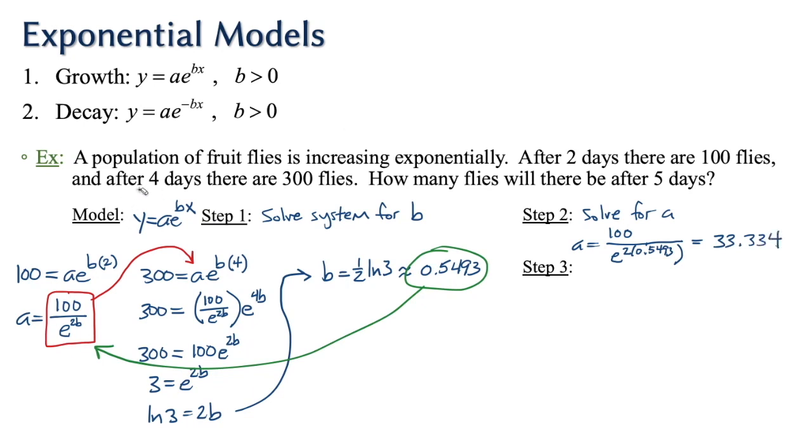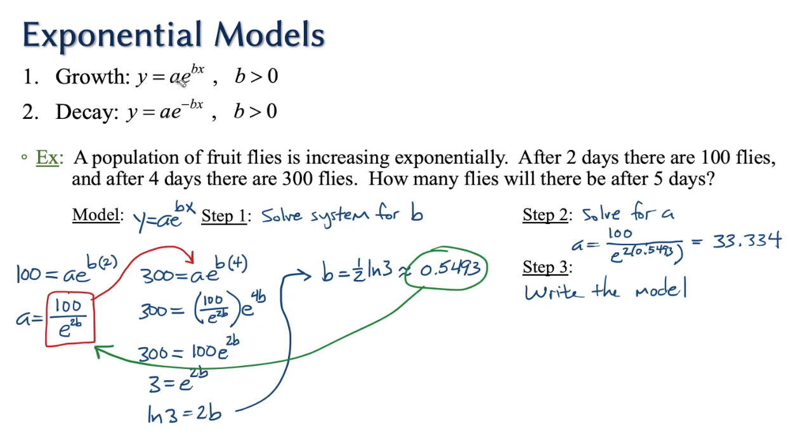Okay, so we have our model. Given our 2 pieces of information, 2 days, 100 flies, 4 days, 300 flies, I'm able to write an equation for each. Taking one of the equations and solving it very easily for A, I can substitute that in, solve the exponential for B, get that decimal, plug it back in over here, and get my A. Now the good news is, now that I'm here in my step 3, I can just write the model. Because I figured out for this particular scenario, given the information they gave me, what the A and the B is.